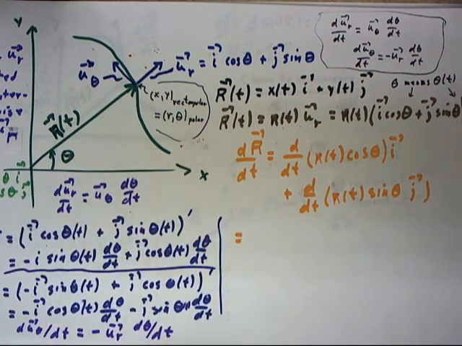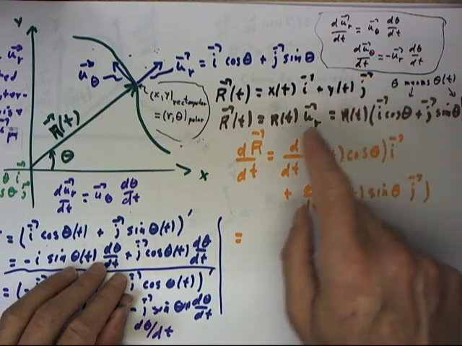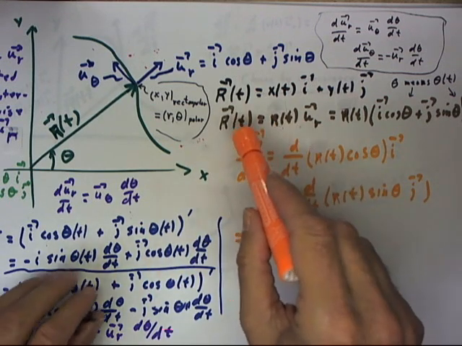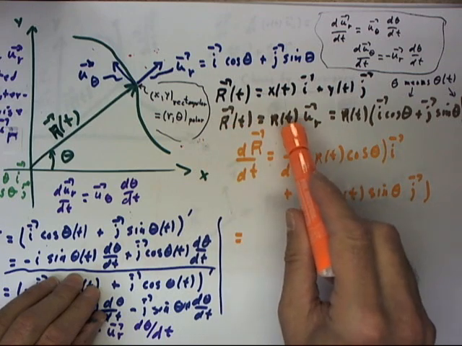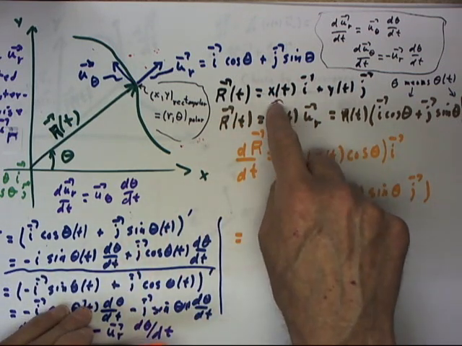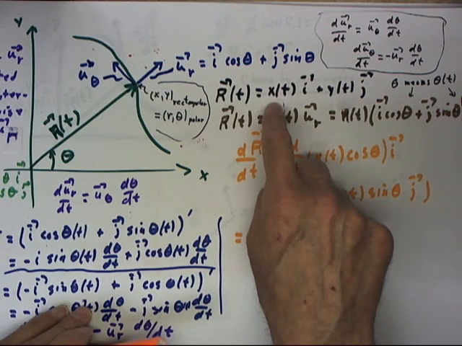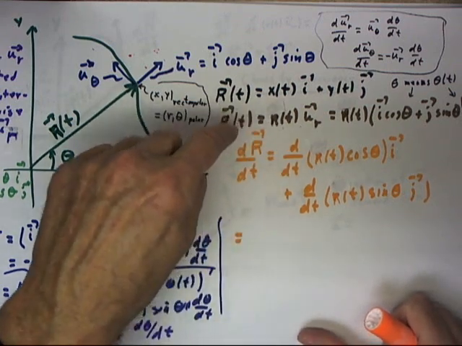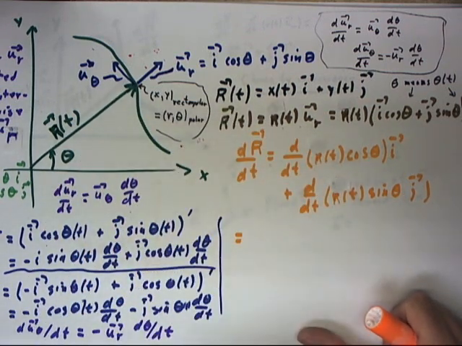Now, our r of t vector can be expressed in terms of a right-handed xy coordinate system as x of t i plus y of t j. Alternatively, we could write the vector r of t as a scalar function r of t. This is just a number. It's no longer a vector. Remember, I accidentally put arrows over these, eliminating those. So we have a function r of t times u sub r.